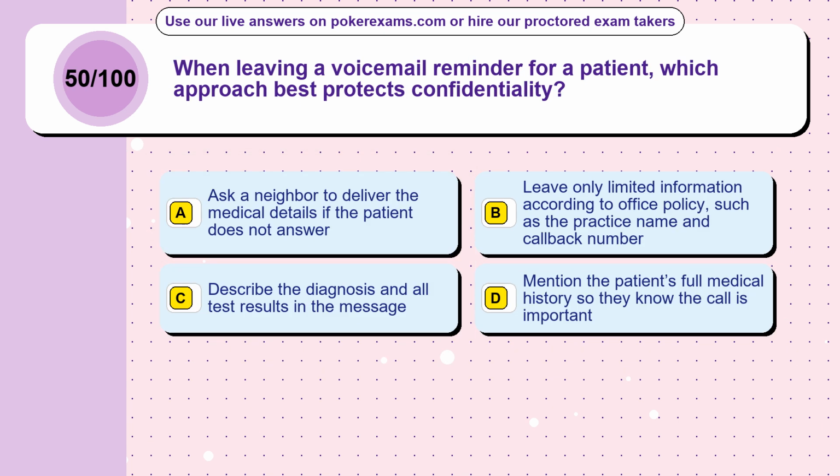Question 50. When leaving a voicemail reminder for a patient, which approach best protects confidentiality? Option A. Ask a neighbor to deliver the medical details if the patient does not answer. Option B. Leave only limited information according to office policy, such as the practice name and callback number. Option C. Describe the diagnosis and all test results in the message. Option D. Mention the patient's full medical history so they know the call is important.